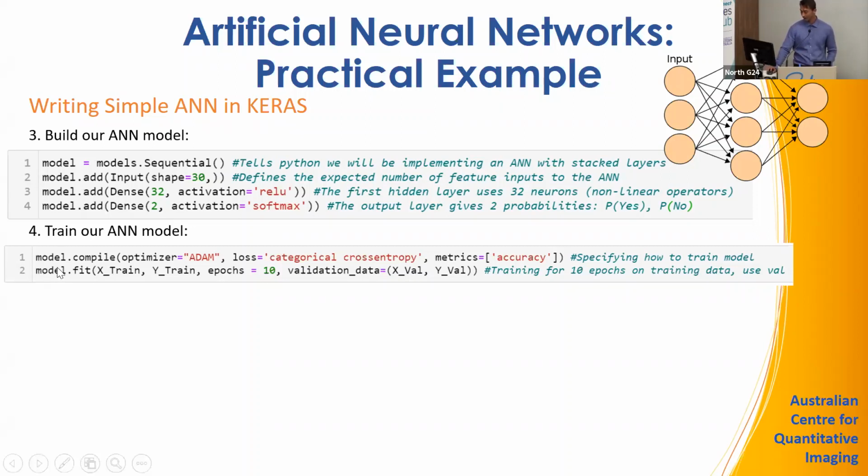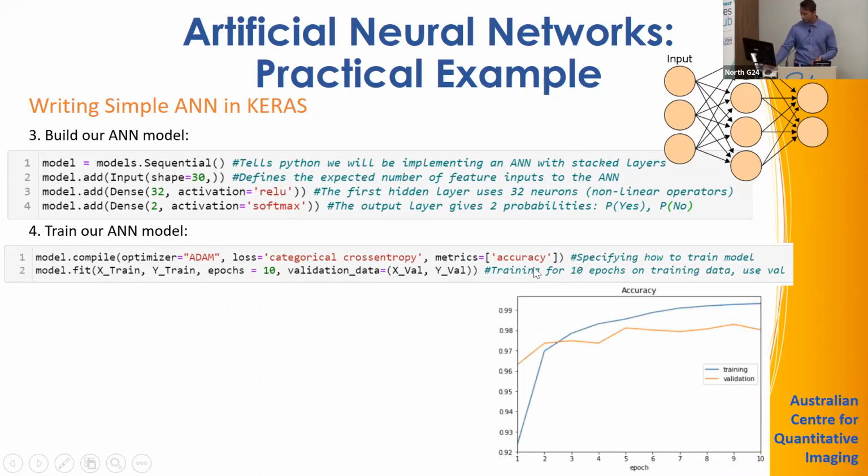And finally, we train the model using the fit function. So we define that we're using X train, Y train, our training data. We set epochs equal to 10. That means that the model sees every data point 10 times. It iterates through our data 10 times. And then we specify that we want to use a validation set, the validation set that we previously generated. And then we may get a training curve that looks something like this.